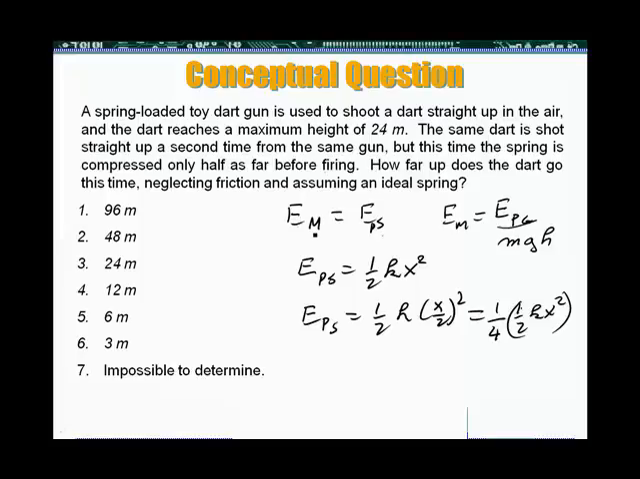Okay, if I'm going to have 1/4 of the mechanical energy, I should have 1/4 of the gravitational potential energy at the end. And the gravitational potential energy is just mgh. M is not changing, g is not changing. So the only thing that's going to bring about the 1/4 is going to be the h. So instead of 24 meters, I have to have 1/4 of that, which is going to be 6 meters. And that should be my answer.